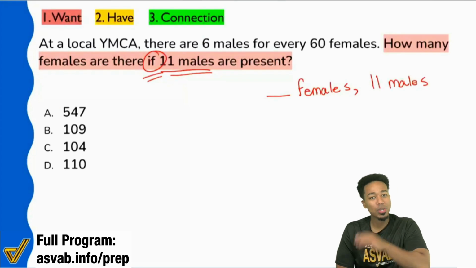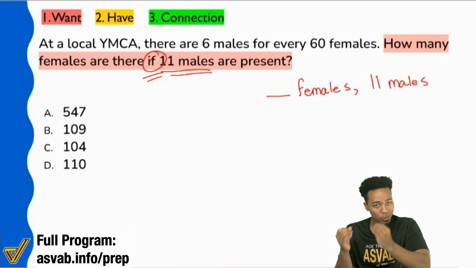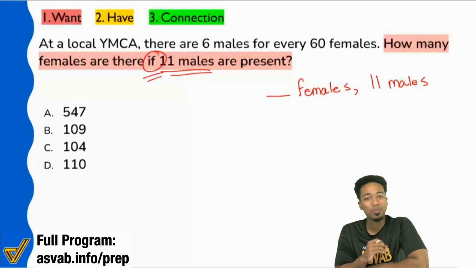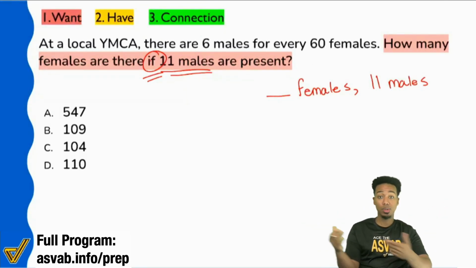So now that we know that, again, the word "if" reveals connected information to what you're trying to find. It's in the same sentence, and the word "if" is there, right on. Now, let's go ahead and go through the given information. Step one, what do we want? Number of females. What information do we have?